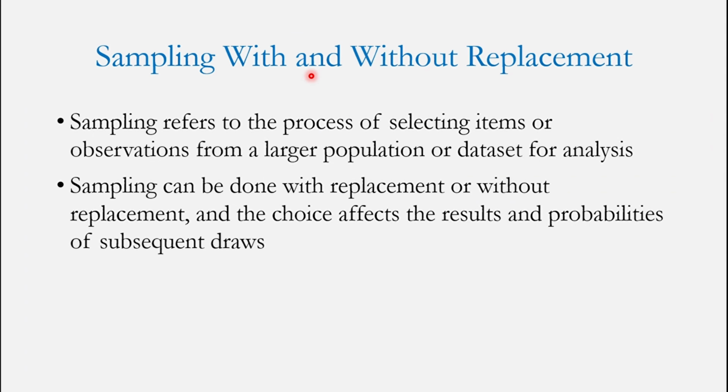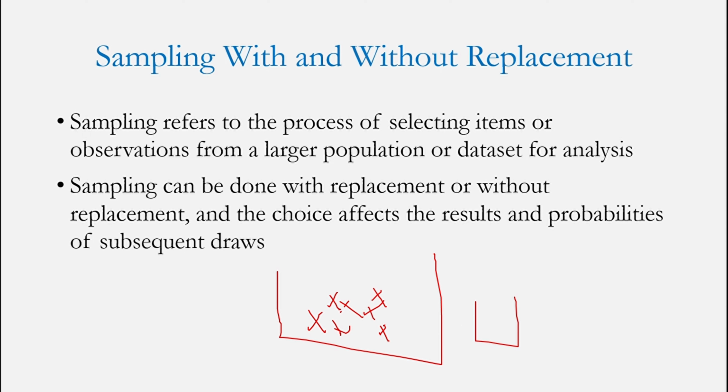The last terms we're going to discuss in this part 2 are sampling with and without replacement. As a key definition, sampling is the process of selecting items or observations from a larger population or data set for analysis. So when you have a bigger population and you want to draw some smaller sample from this population, this process is known as sampling, and you can do it with or without replacement. This means that after selecting an item, you return it or don't return it.